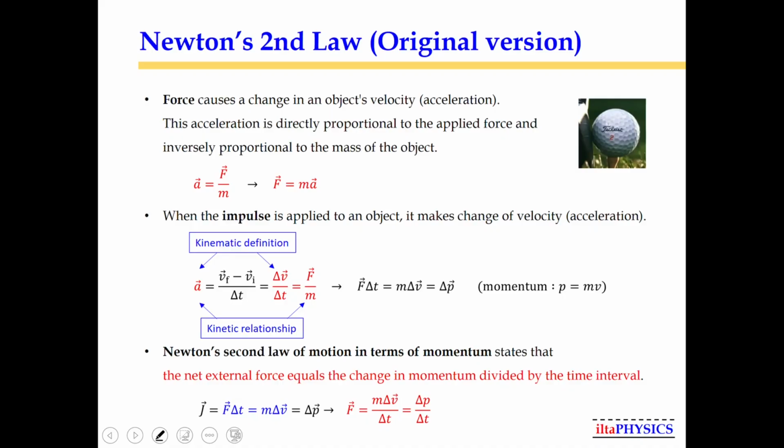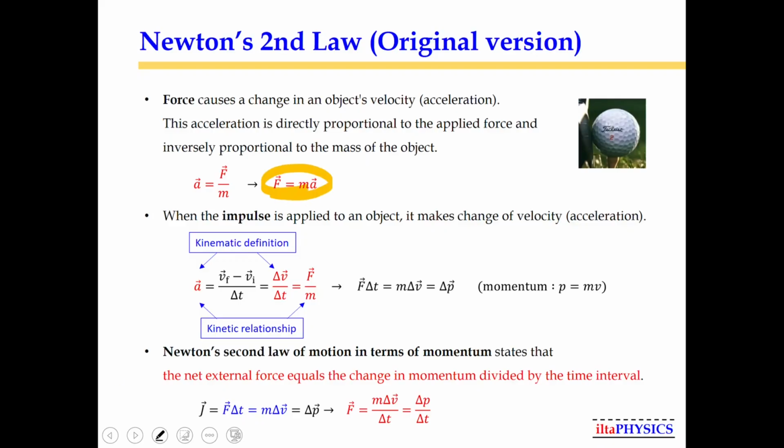Let's recall Newton's second law, which has played the most vital role in how we analyze motion of an object. An external force applied to an object causes a change in its velocity, which is acceleration. This acceleration is proportional to the applied force and inversely proportional to the object's mass. If we express this as an equation, it looks like this. It's the formula we usually memorize as F equals ma.